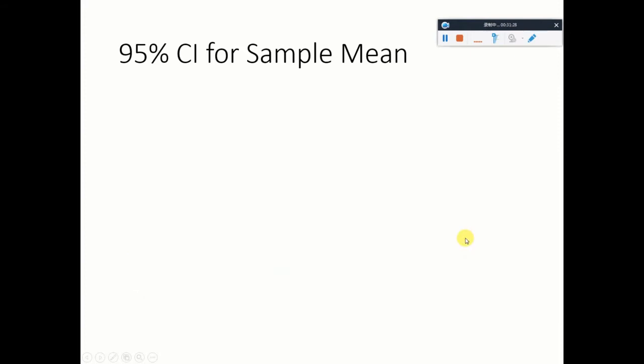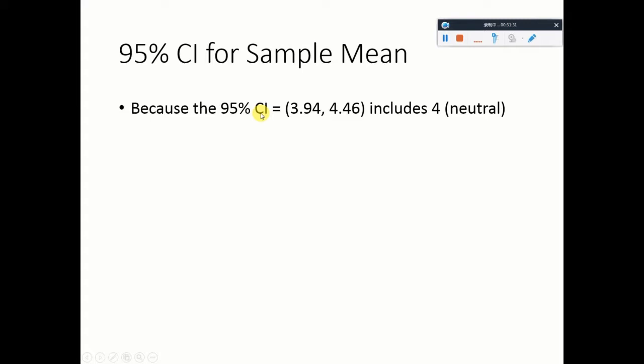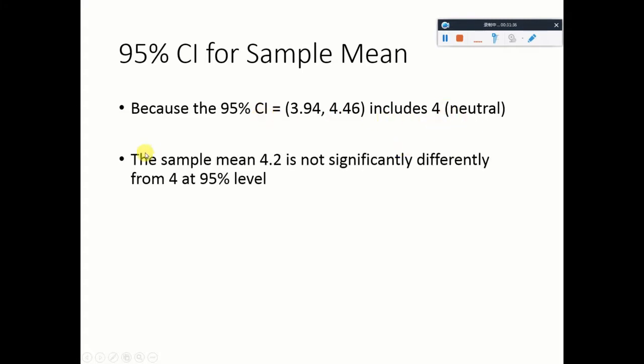So in other words, because this 95% confidence interval includes the neutral point 4, the sample mean or point estimate of 4.2 is not meaningfully different from the neutral point at the 95% confidence level. That is, in terms of absolute value, of course, 4.2 is different from 4. But statistically, the difference of 0.2 can as well be caused by random samples.